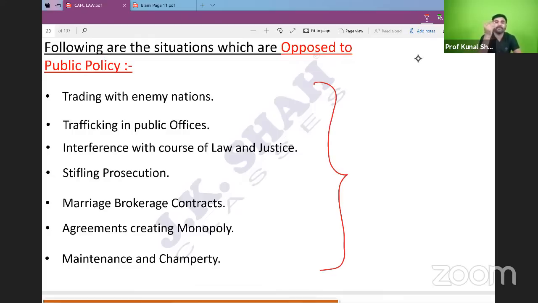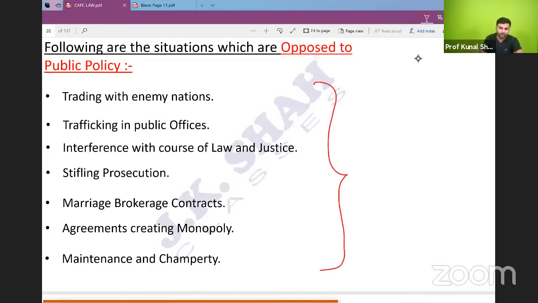Next, interference with the course of law and justice. Whenever you are interfering in the course of law and justice, which means you are poking your nose into the working of the law and justice, sorry to say, then in that case, whatever the agreement between you and the judge, there won't be a valid contract.